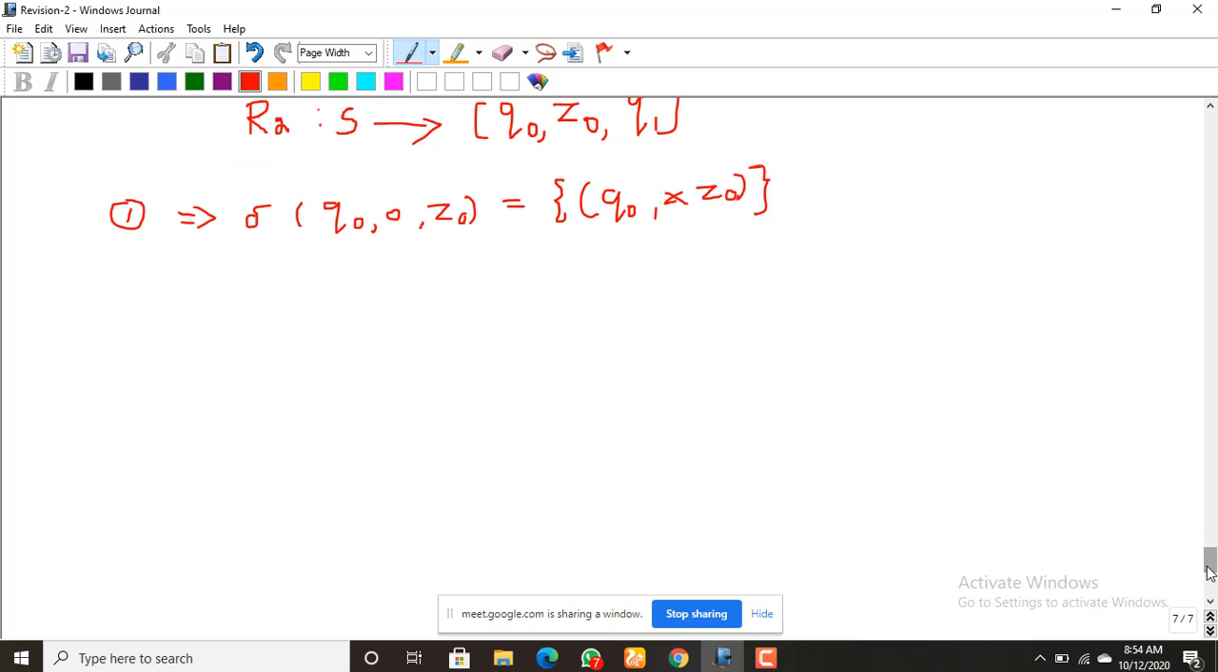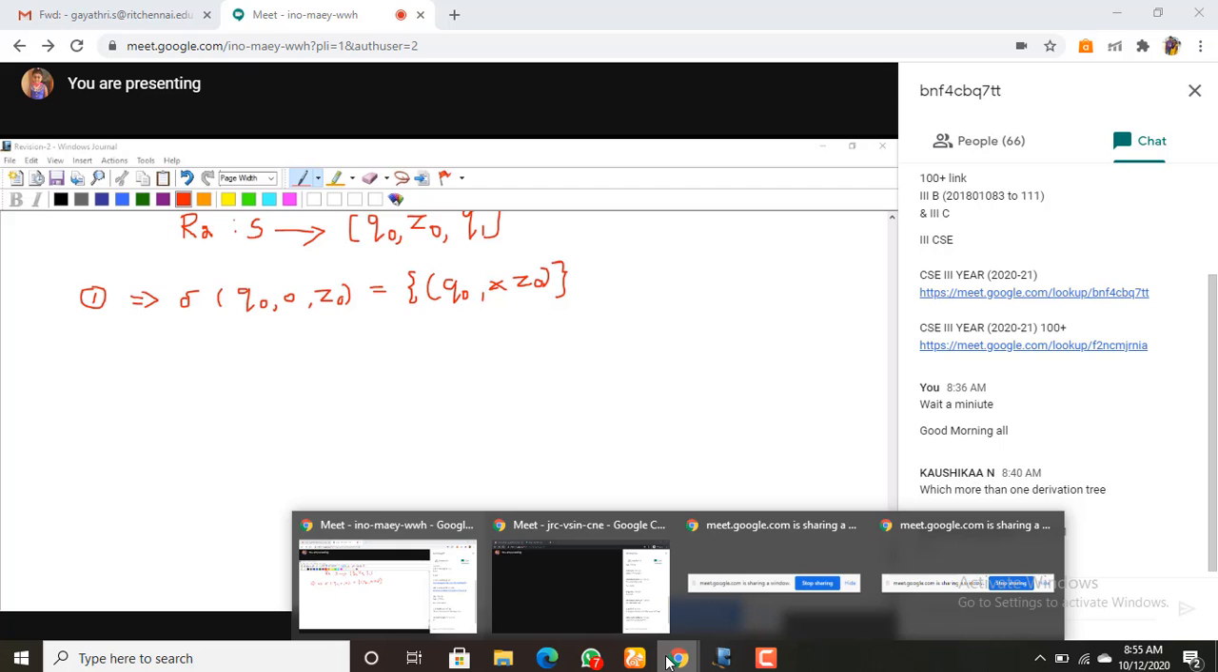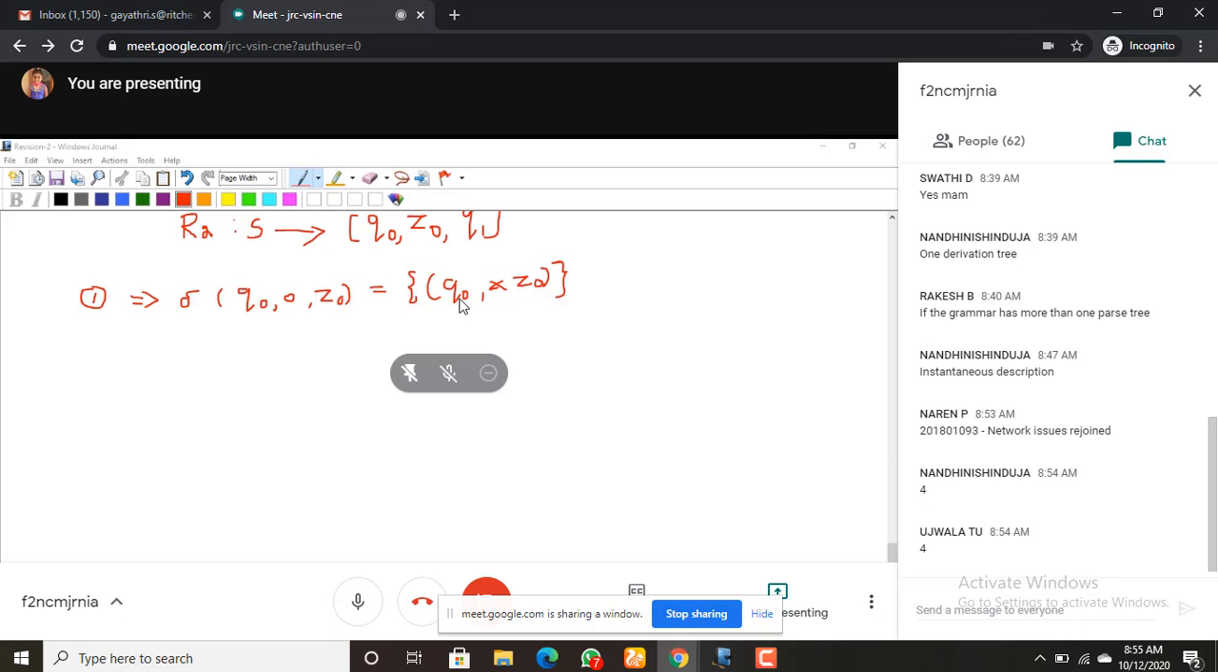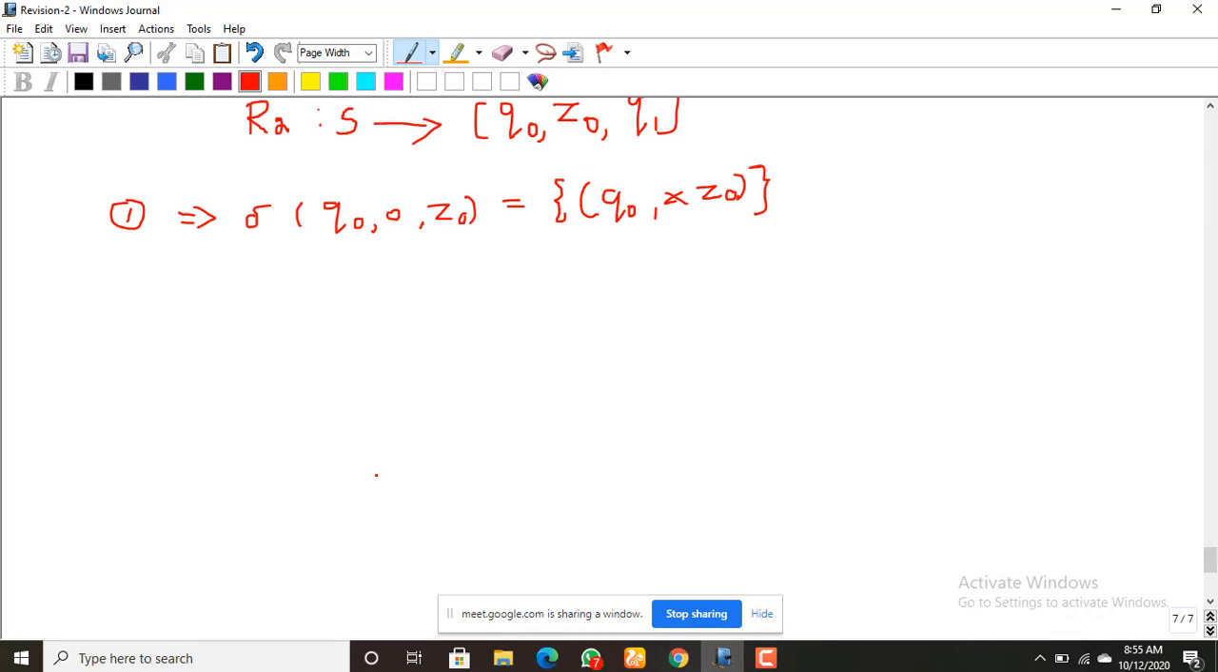Kindly recall the previous sessions. If there are two non-terminals, how many possible combinations of production rules can be formed? Here there are two non-terminals in the format of concatenation, X and Z naught. How many rules can be formed using this ID? Four. Good, yes, four.